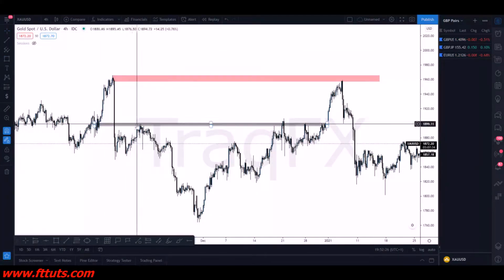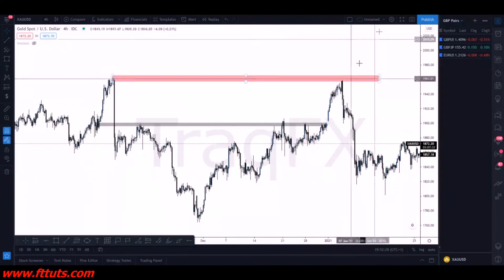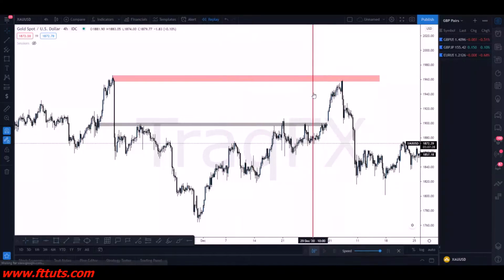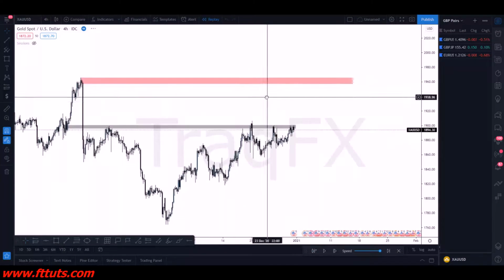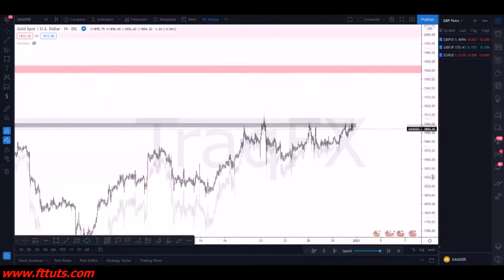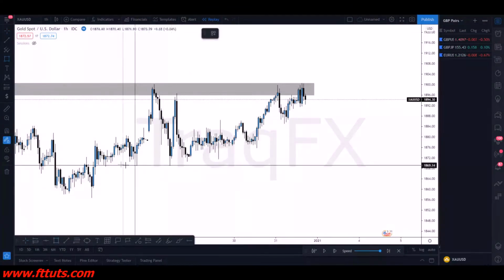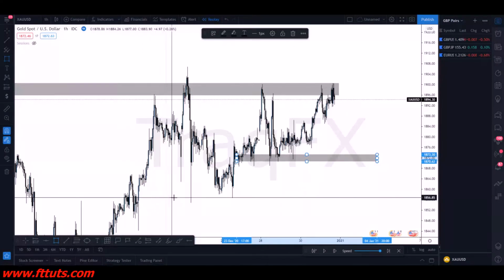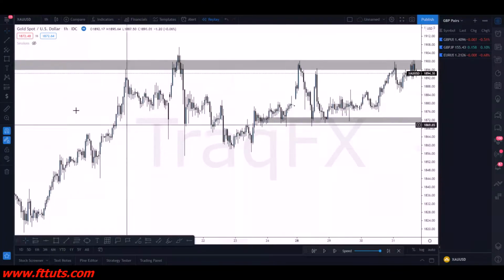There's a test of resistance, another test of resistance, another test of resistance. Now we know that eventually the market will have to break above this resistance in order to take out all that liquidity. Now what we also see is that on the 1 hour time frame, we have more liquidity resting over here. We have a test of support, multiple tests of support, and then even more resting over here.